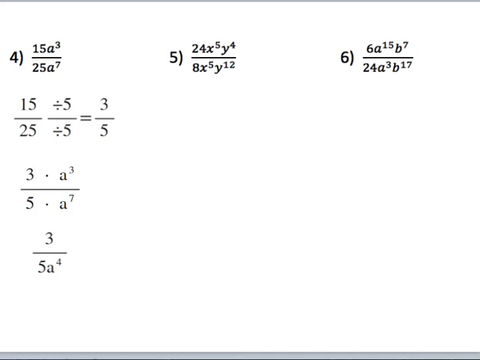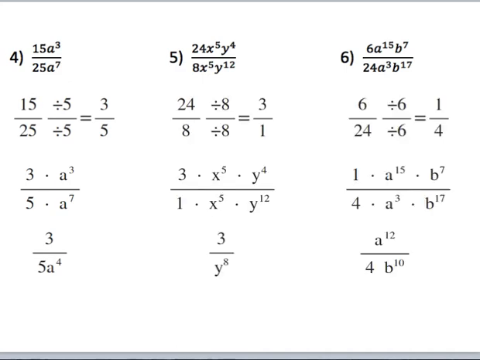Go ahead and wrap up 5 and 6 if you're not done. For number 5, you take the coefficients and simplify that fraction. And then I tag on the variables with their exponents and simplify those with subtraction.